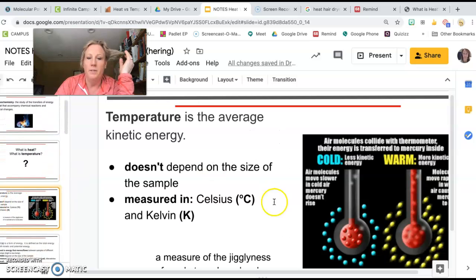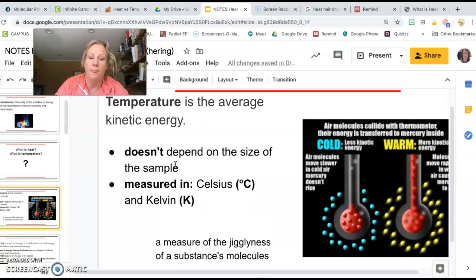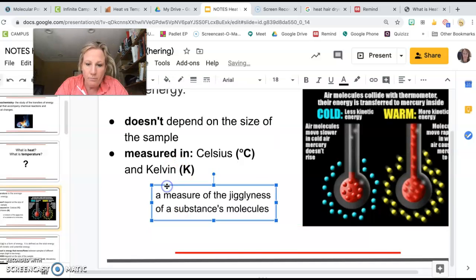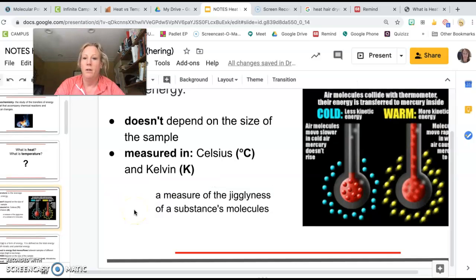So temperature, we know this from KMT. It's the average kinetic energy. It's really directly proportional to the motion of the particles. So it doesn't matter what the size of the sample is. It's just going to take the average of the vibrations or the jiggliness. If you remember the video that explains the difference between hot and temperature and heat, it talks about temperature being measuring jiggliness or movement.